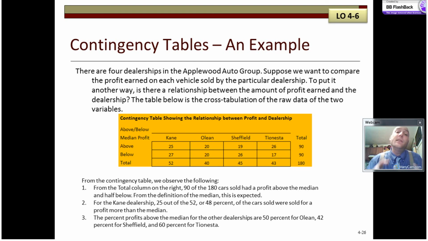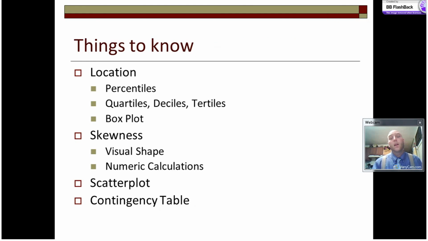We can create contingency tables with Excel using the pivot table function. Now, that's another story for another time. Super, super powerful. We're going to get to that story. It's like The Hobbit for the Lord of the Rings type deal. It's real good stuff. But to conclude what we talked about today, we talked about locations, percentiles, quartiles, deciles, tertiles.